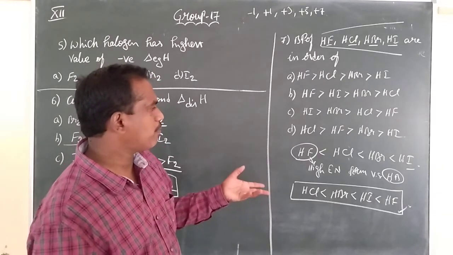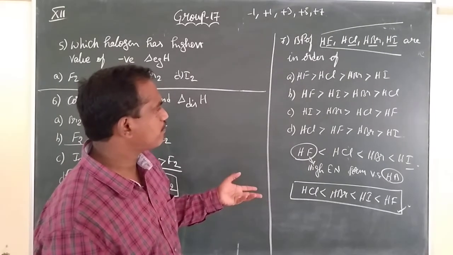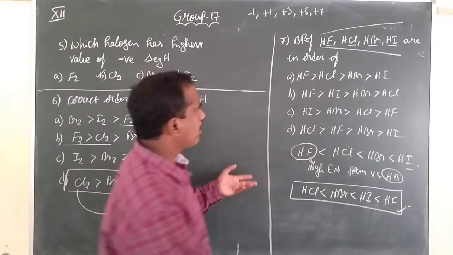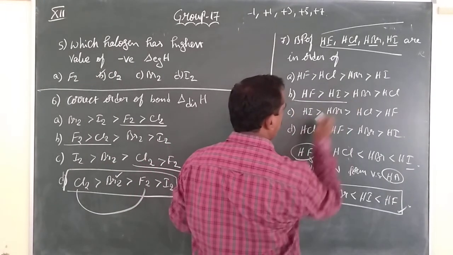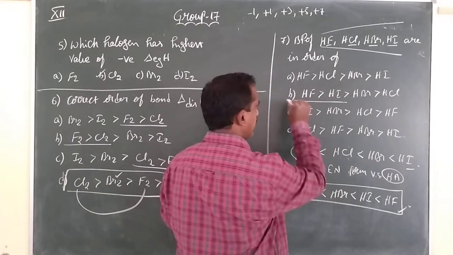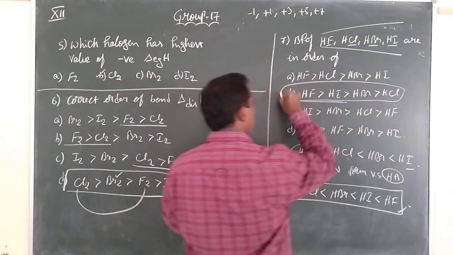From this, what statement will you find? Which is the correct option, children? Can you say here, hydrogen fluoride is having more than hydrogen iodide? More than hydrogen iodide. So this is option number B.